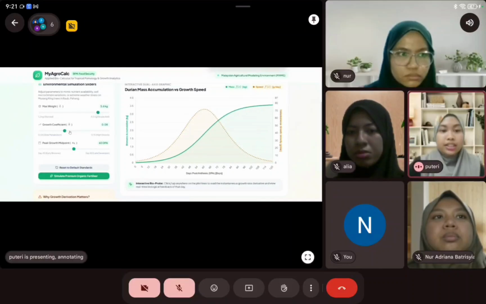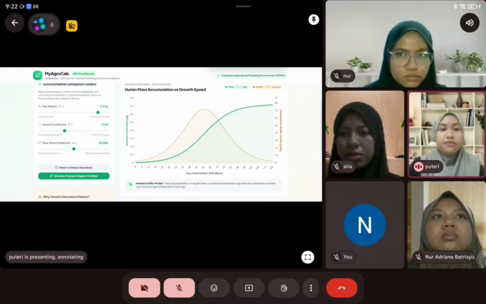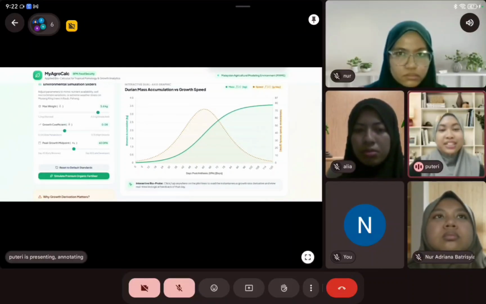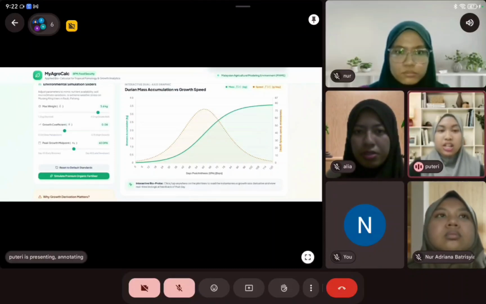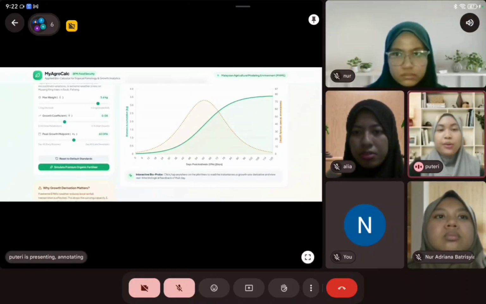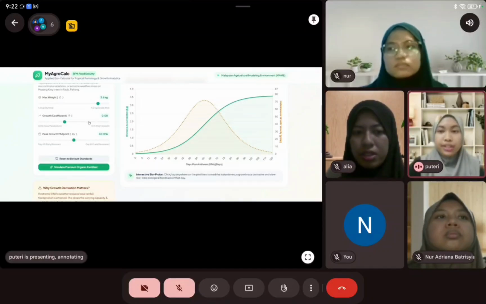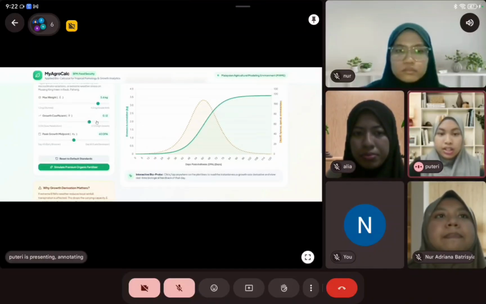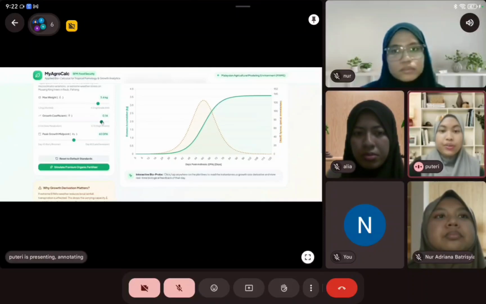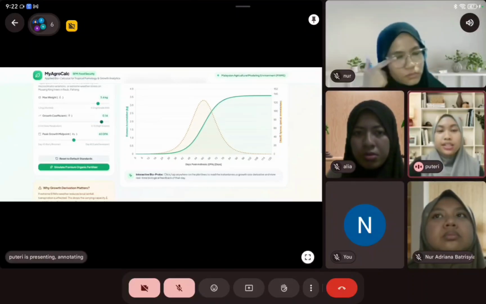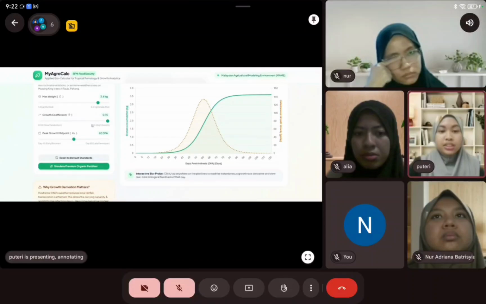maturity. Next is the derivative function, f'(x). This function shows the growth rate of the durian. When the graph reaches the inflection point, it means the durian is growing at its maximum speed.